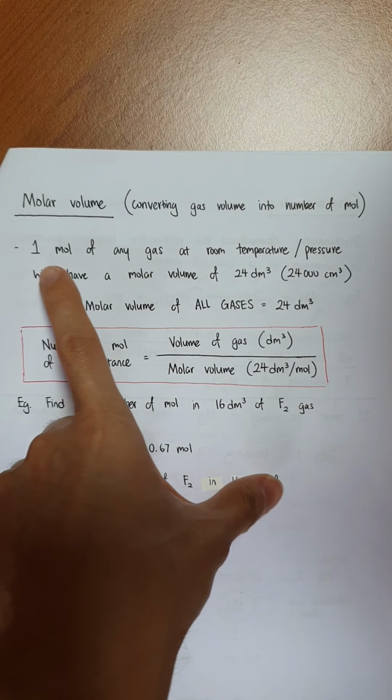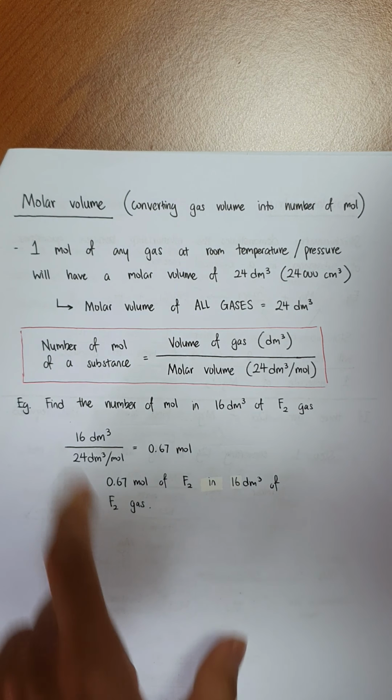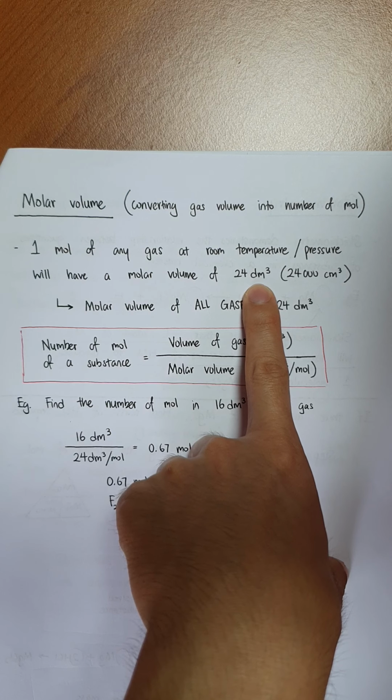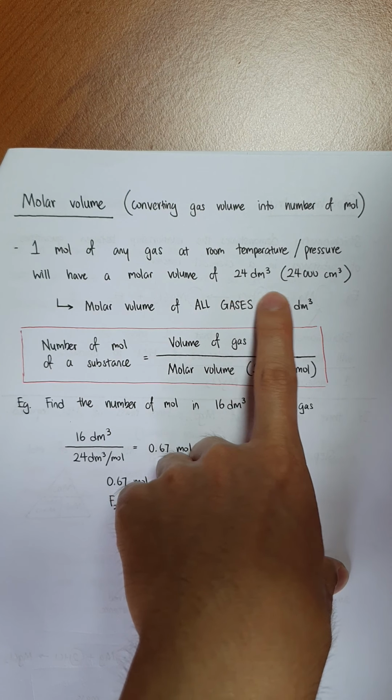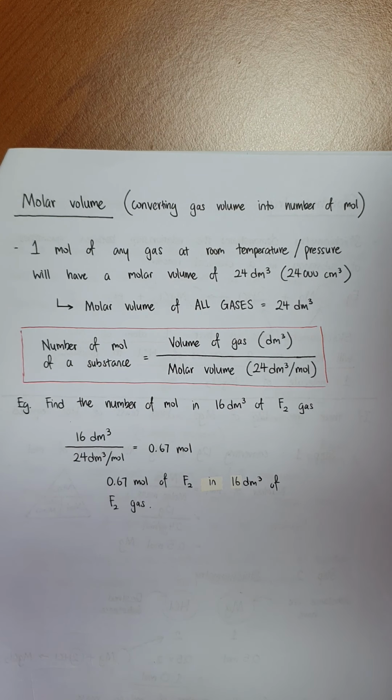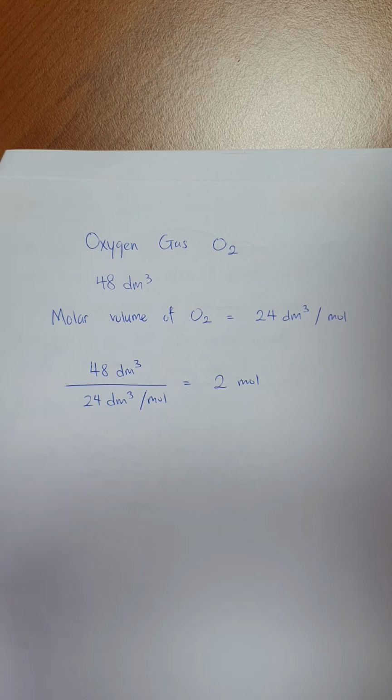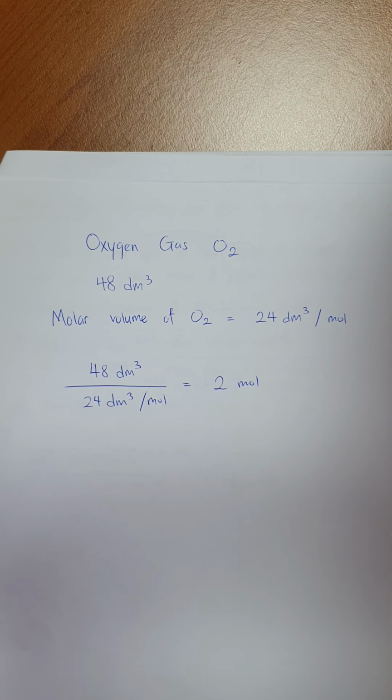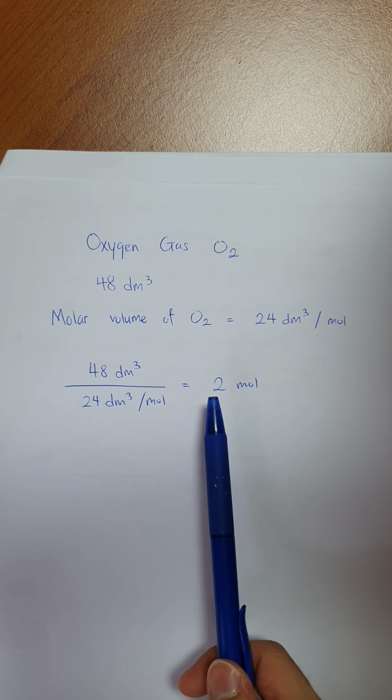As you can see here, 1 mole of any gas at room temperature and pressure will have a molar volume of 24 dm cube, or 24 liters, or 24,000 milliliters. So the molar volume of any type of gas is 24. If I were to have 48 dm cube or 48 liters of oxygen gas, how many moles is that? Basically, I just need to understand that 1 mole of any gas is 24 dm cube, then I work accordingly. So all I have to know is that the molar volume of oxygen gas is 24 dm cube per mole. So all I have to do is use 48 divided by 24 to give me 2.